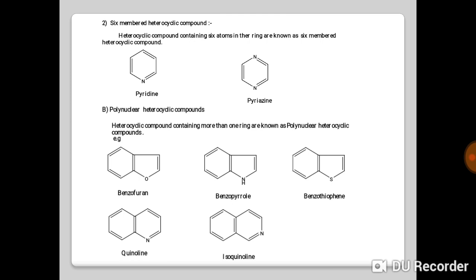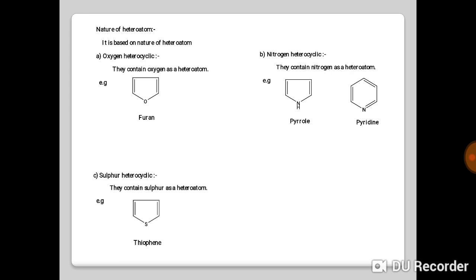Next is polynuclear heterocyclic compounds. Poly means many, nuclear means ring, more than one ring. A compound containing more than one ring and a heteroatom is called a polynuclear heterocyclic compound. So heterocyclic compounds containing more than one ring are known as polynuclear heterocyclic compounds. Examples are benzofuran, benzopyrrole, benzothiophene, quinoline, isoquinoline. So these are the examples.